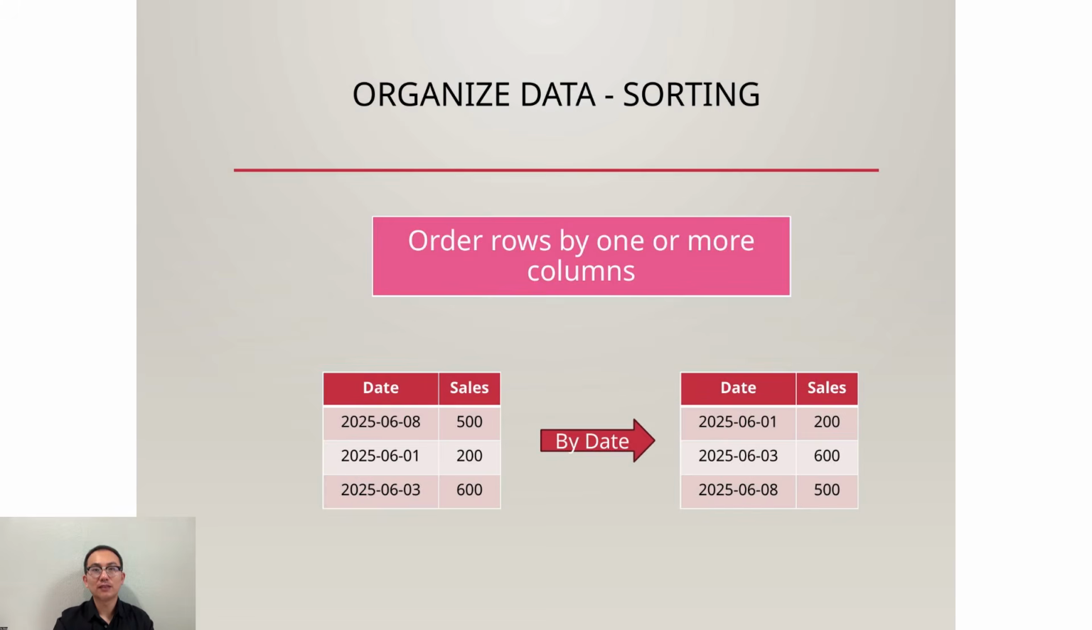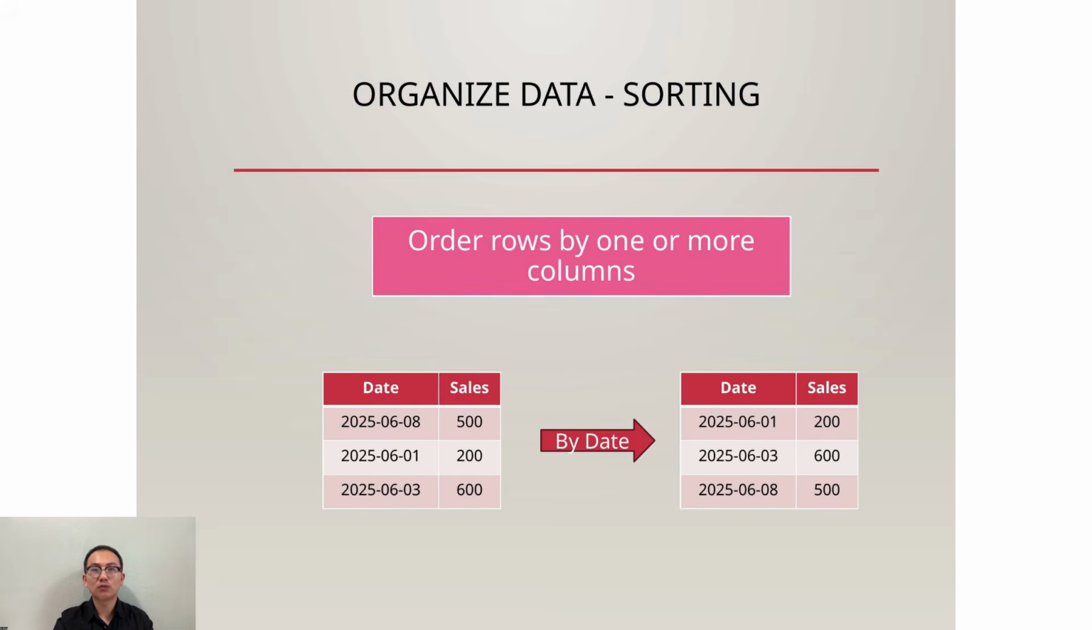Sorting is basically arranging your data in a certain order, either from smallest to largest, or what we call ascending, or from largest to smallest, which is descending. Doing this helps you see patterns more clearly, or just makes it easier to find what you're looking for in your data. For example, imagine you're putting together a monthly sales report.